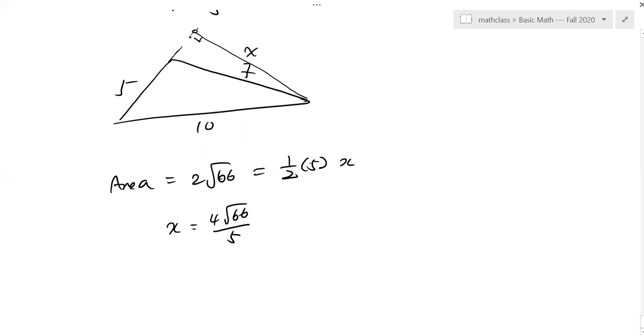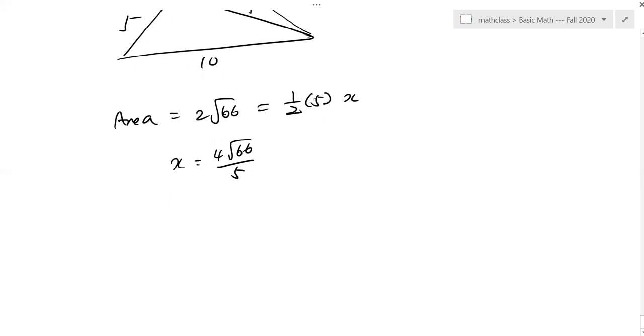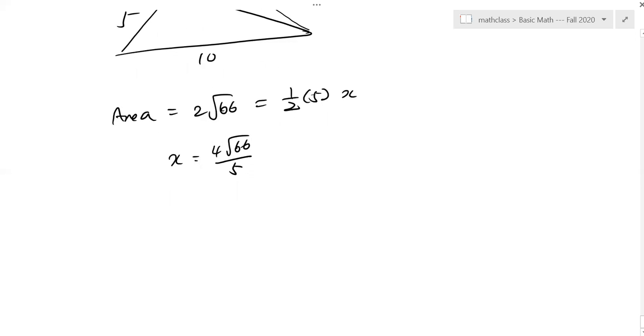So this is about triangles. We can figure out the area using the subtraction method if the triangle is inside a rectangle. We can use Heron's formula to find the area if you know the 3 sides. And if you have a right triangle, you can apply the Pythagorean theorem.